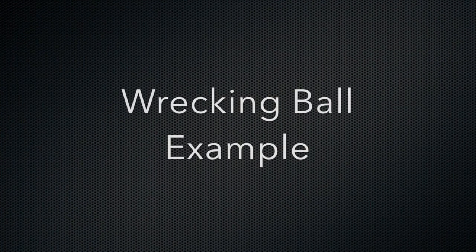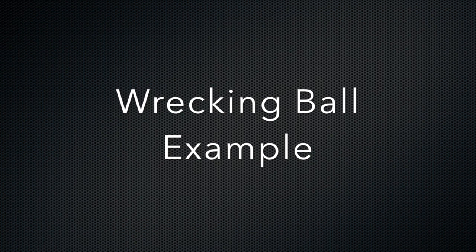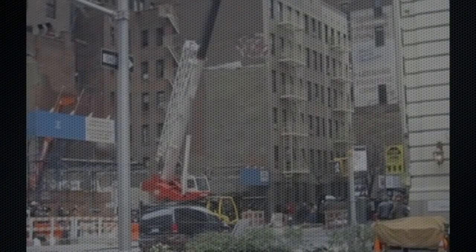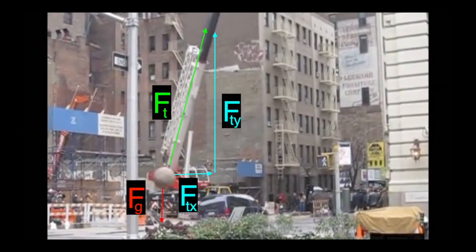Now that we've seen tension in a one-dimensional example, let's see it in a two-dimensional situation. When we diagram the situation, the force of tension leans at some angle pointing upward, while the weight of the wrecking ball aims directly downward. We can factor the force of tension into an x component and a y component.